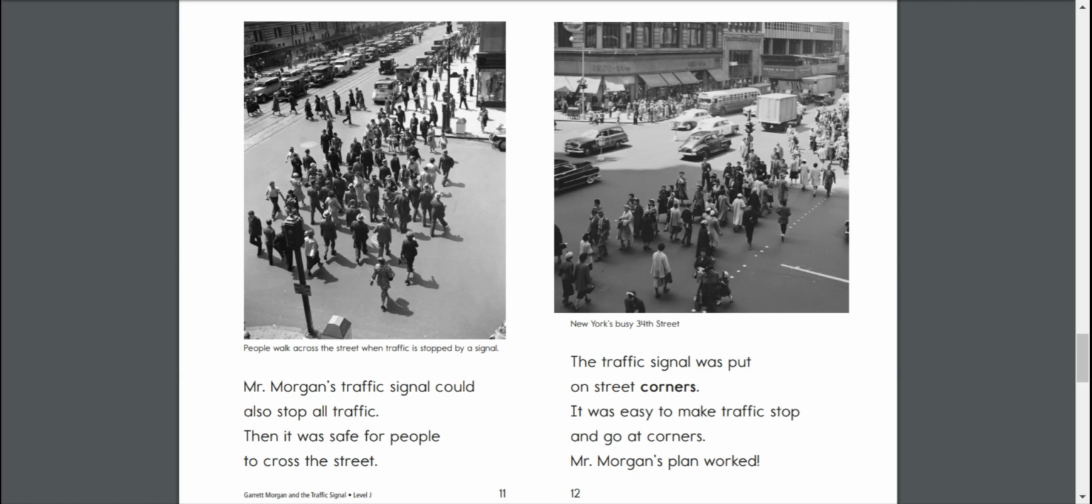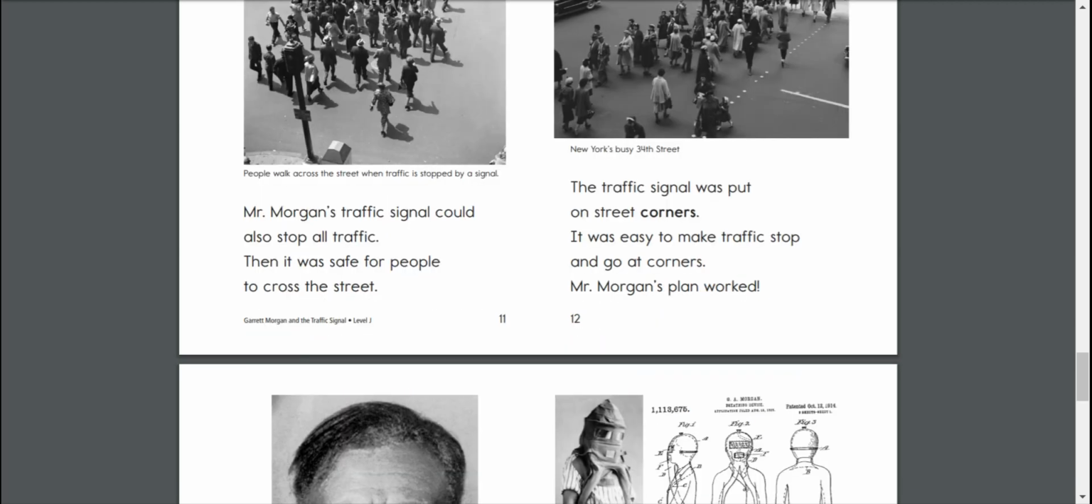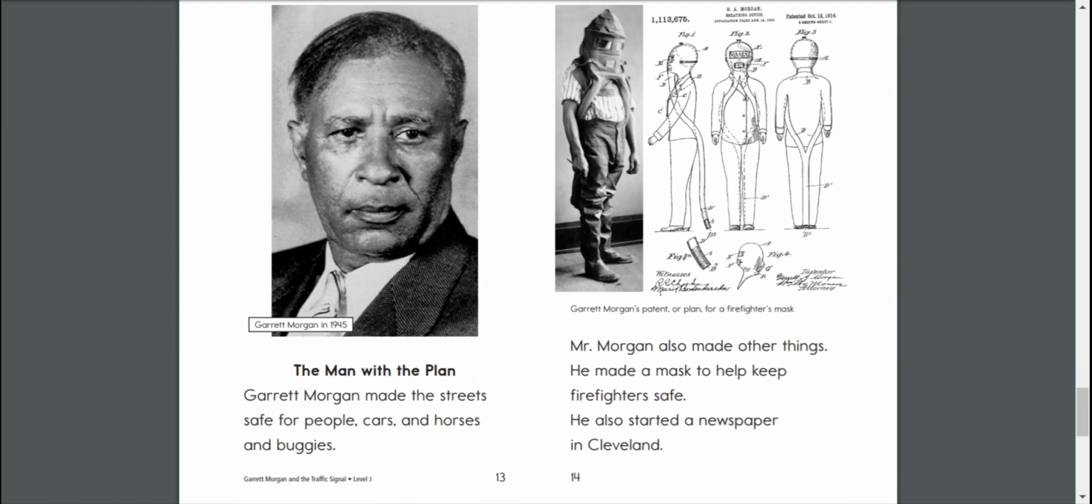The traffic signal was put on street corners. It was easy to make traffic stop and go at corners. Mr. Morgan's plan worked. The man with the plan. Garrett Morgan made the streets safe for people, cars, and horses and buggies.